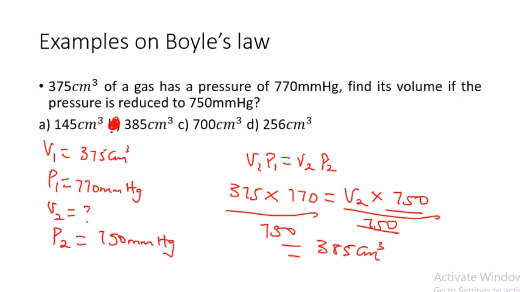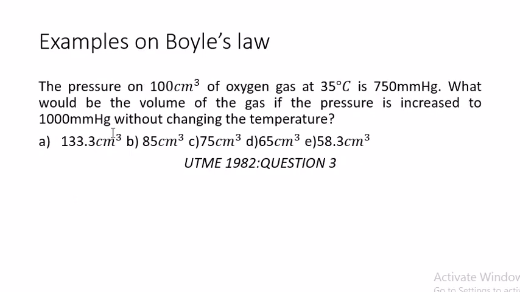Right. We have another question here, and it's actually a past question. It's a UTME question, a UTME question on Boyle's law. The pressure on 100 centimeter cube of oxygen gas at 35 degrees Celsius is 750 millimeter mercury.